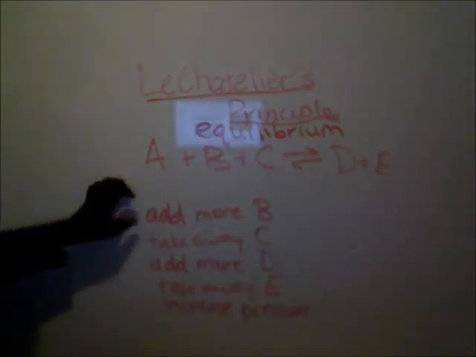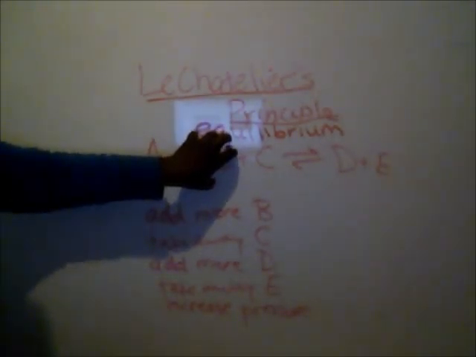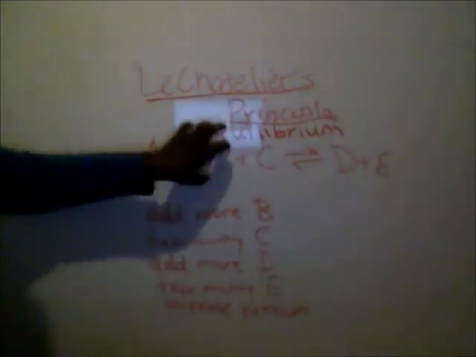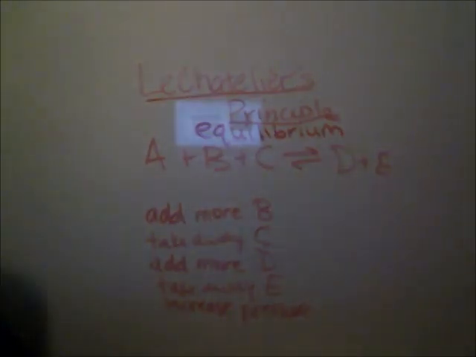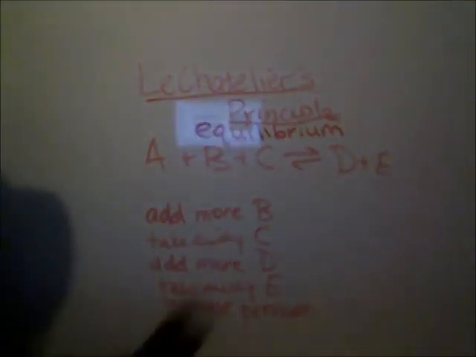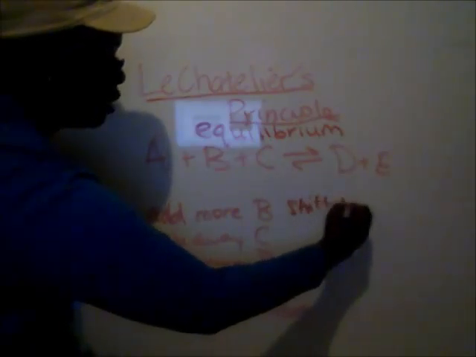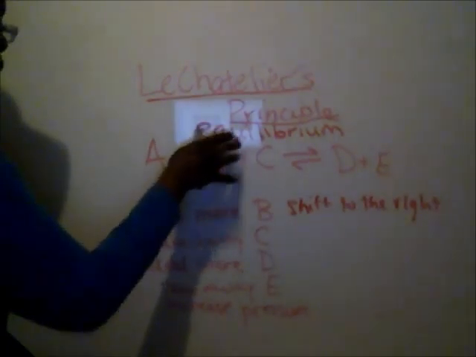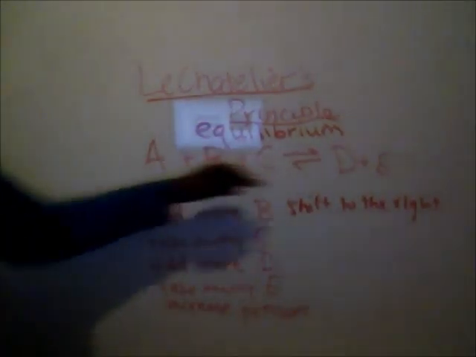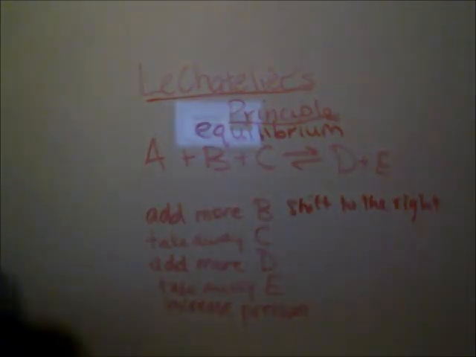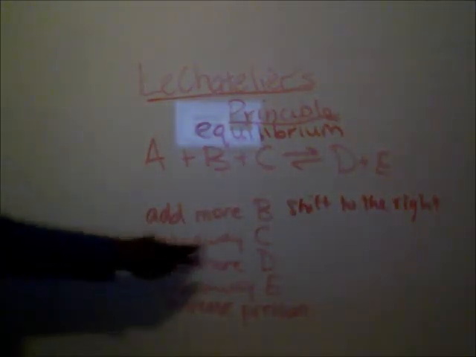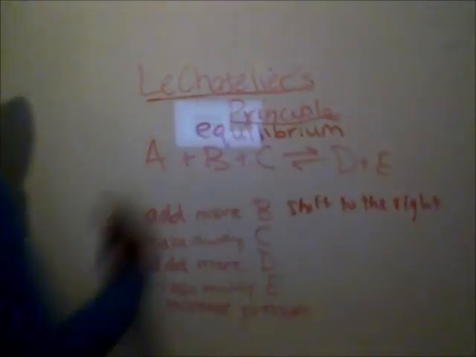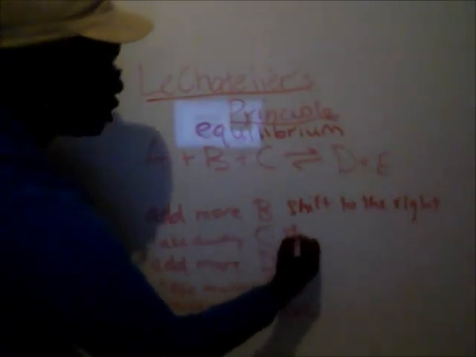So let's say that we add more B. So we add a bunch of B on this side. Well, if we have too much of this on this side, we want to go the other way to get rid of it. So anytime we add something, we're going to go the opposite way to get rid of it. So if we add more B, this reaction is going to shift to the right. If we have too much on the left side, we're going to shift to the right side to get rid of it. So we're going to use up what we have to make more products, just temporarily until we can get back to that equilibrium point. If we take C away, so let's say we remove C, we don't have C anymore, we're going to shift to the left to replenish C. So we shift to the left.